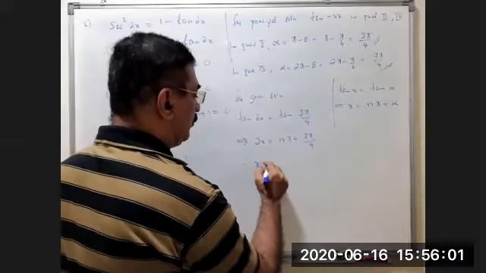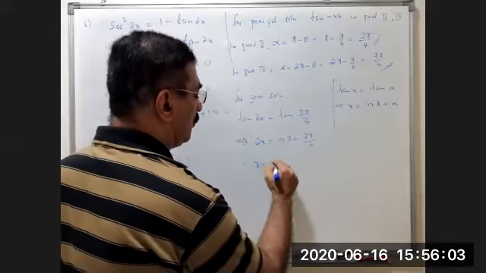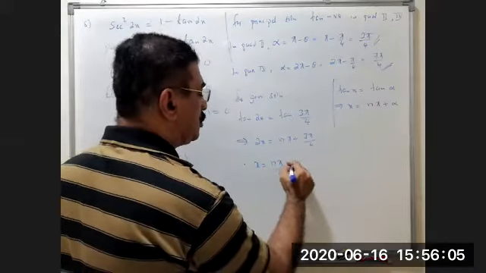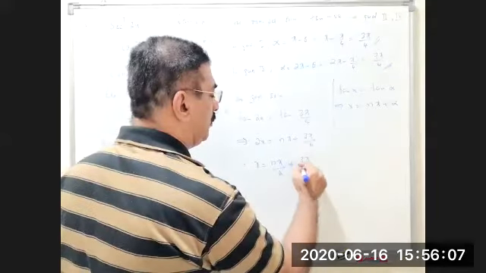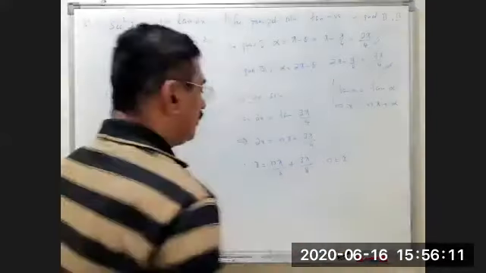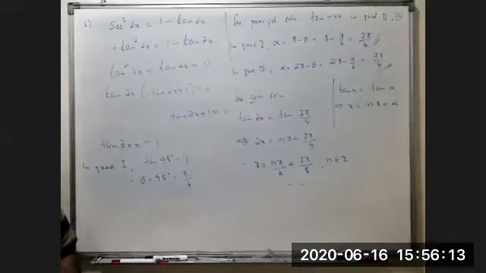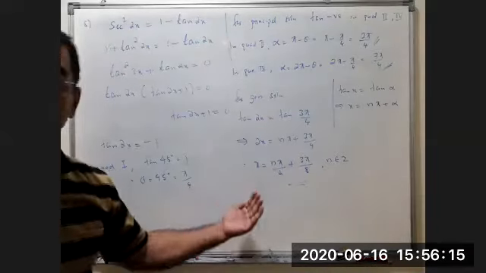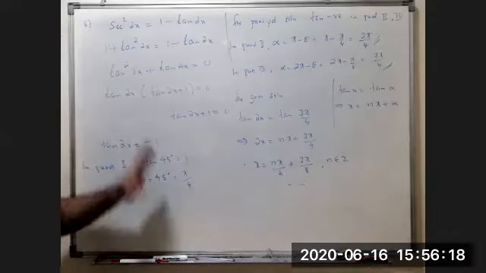Therefore, x is equal to, dividing by 2, n pi by 2 plus 3 pi by 8, where n belongs to the integers. This is the general solution. So at last, if you want, we can write both general solutions together. This is the first.